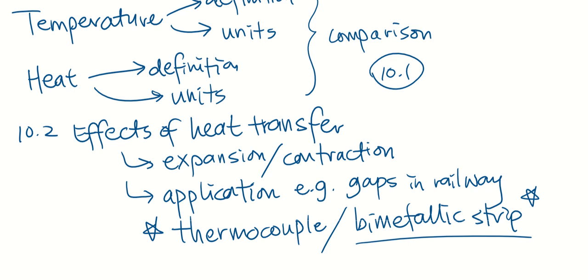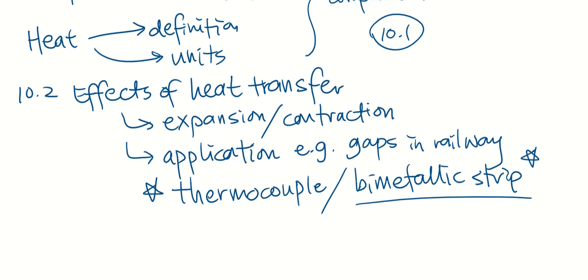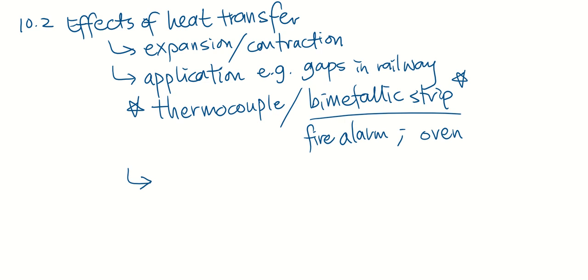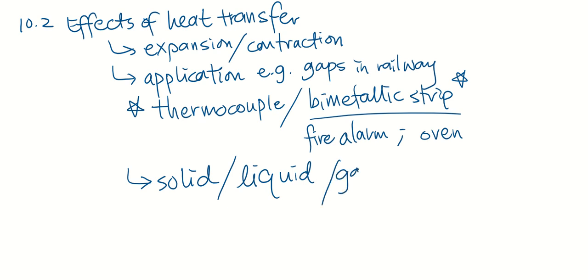Okay, so this bimetallic strip is used in fire alarm. It is also used in your oven to control the temperature. We also need to consider solid, liquid, and gas. Which one will expand more? Which one will contract least?